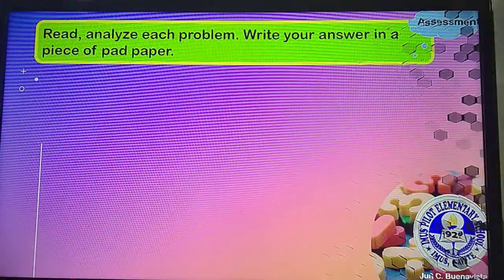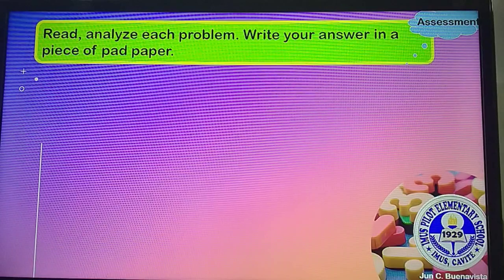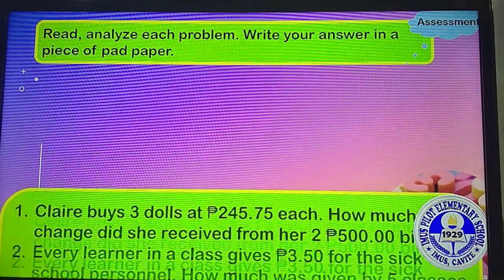Read, analyze each problem. Write your answer in a piece of pad paper. Again, write your answer in a piece of pad paper. One whole sheet of pad paper. Answer only. So these are the problems.